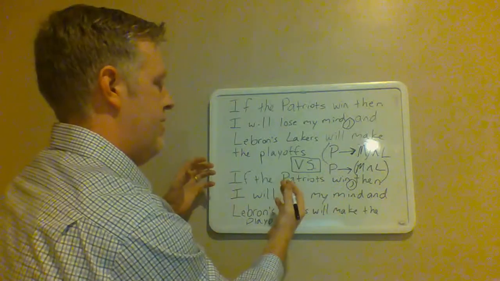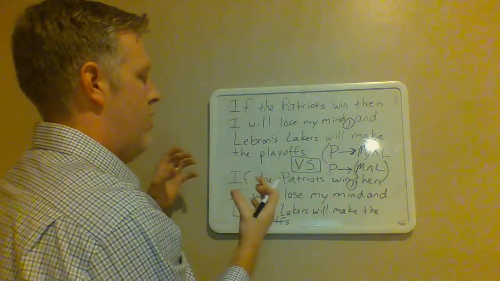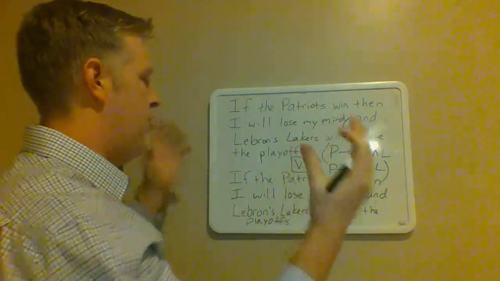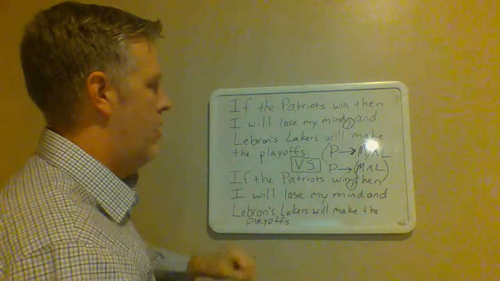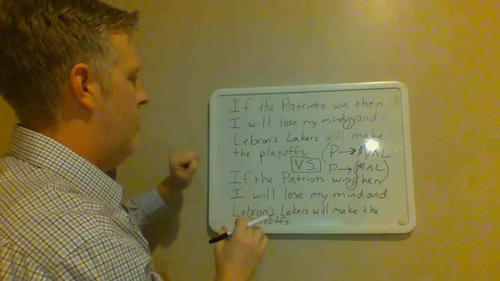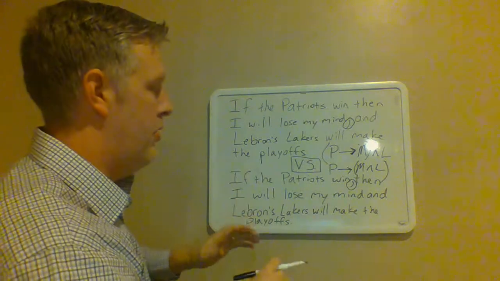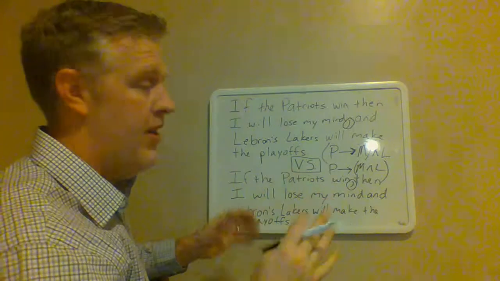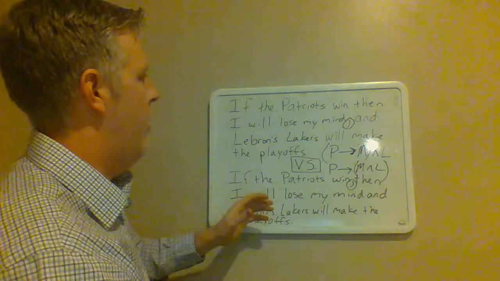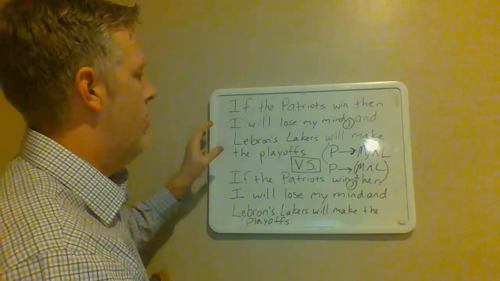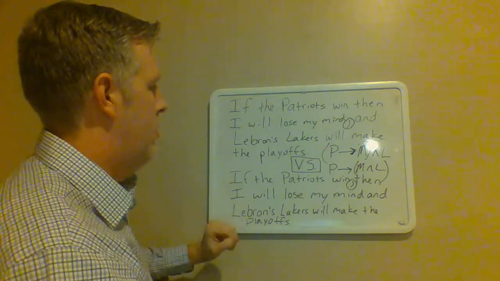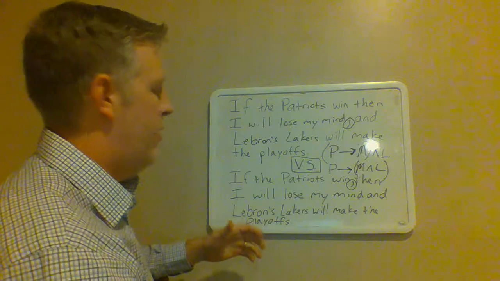So the antecedent of this conditional is, if the Patriots win, and then everything after the comma is the consequent of the conditional: then I will lose my mind, and LeBron's Lakers will make the playoffs. So even though they have the same exact words, these actually express two completely different things. They'll be true and false at completely different times, possibly. If I were to try to read this, incorporating that comma, it might be something like, if the Patriots win, then I will lose my mind, and LeBron's Lakers will make the playoffs. Versus, if the Patriots win, then I will lose my mind, and LeBron's Lakers will make the playoffs.